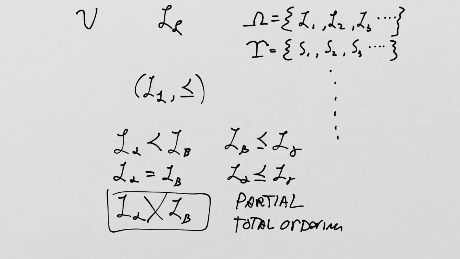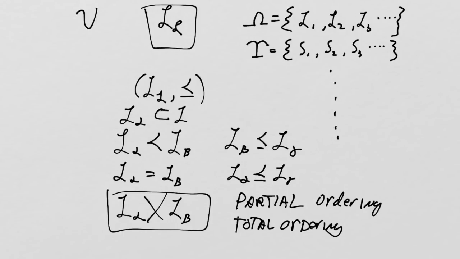All right? So this is a partial ordering, and in principle we could have a total ordering. But we're building a partial ordering here. And what's our partial ordering going to be? Well, we are going to say that L alpha is less than or equal to L beta if L alpha is a subset of L beta. This is inclusion. Our partial ordering is via inclusion.